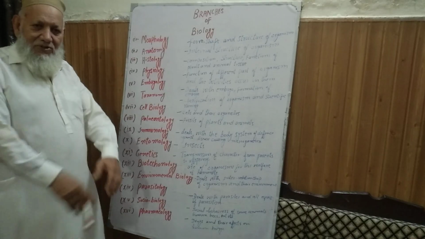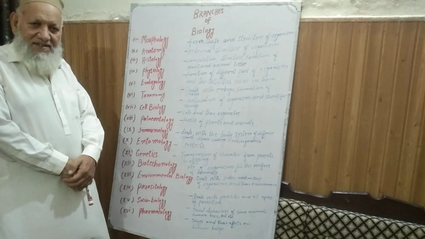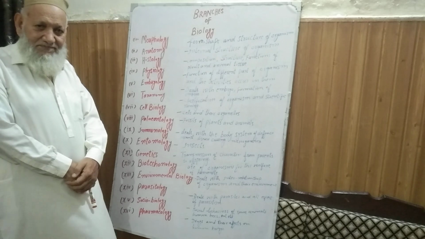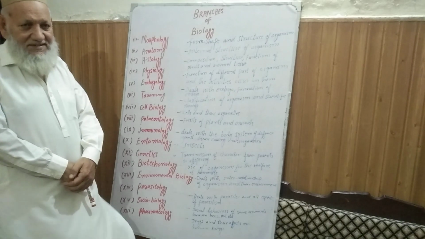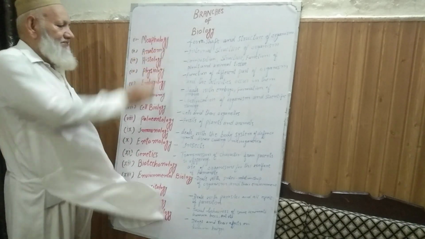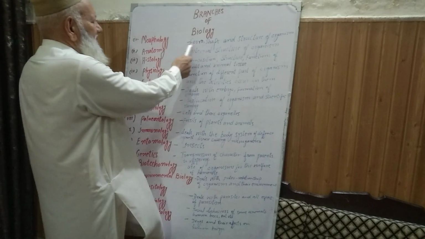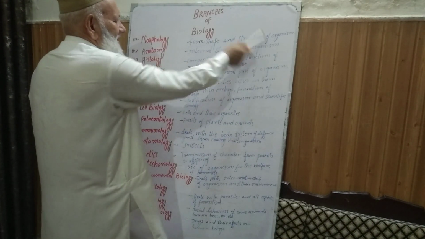The second branch is anatomy. We also have knowledge about anatomy. The study of the internal structure of animals and plants is called anatomy. So here we study the internal structure of organisms.